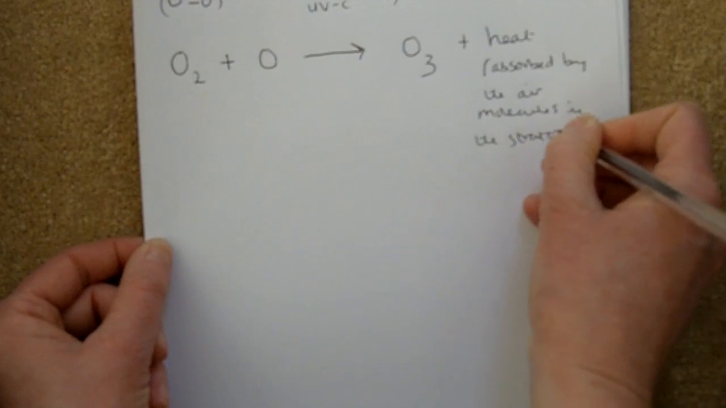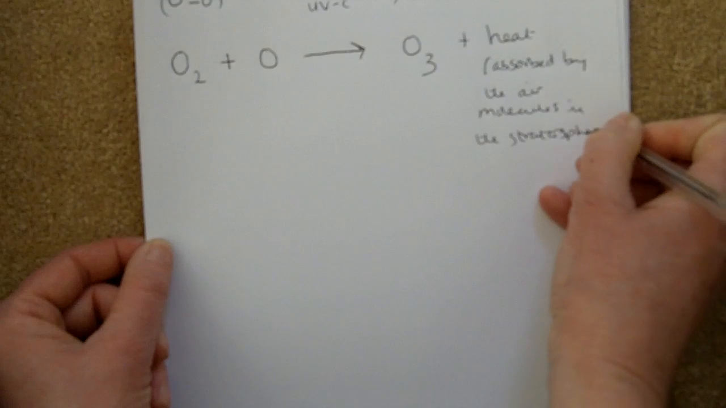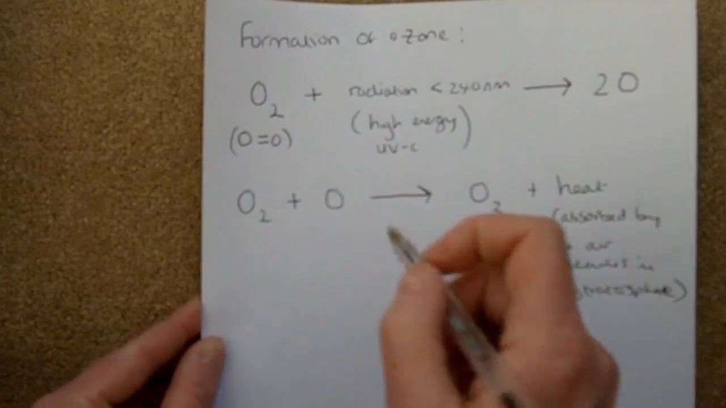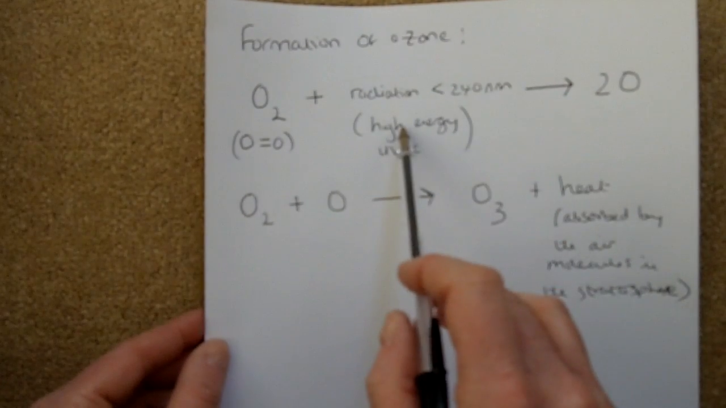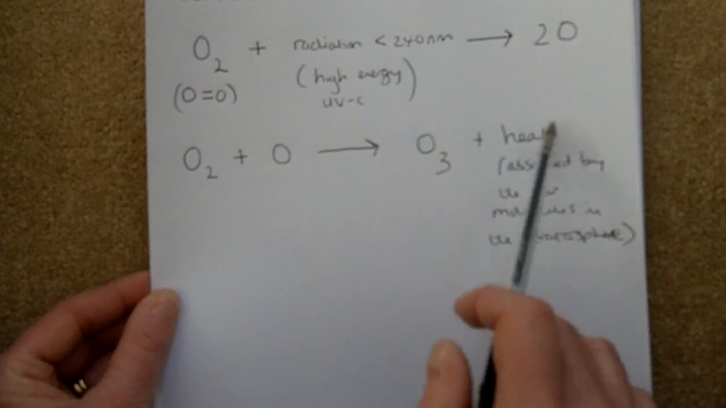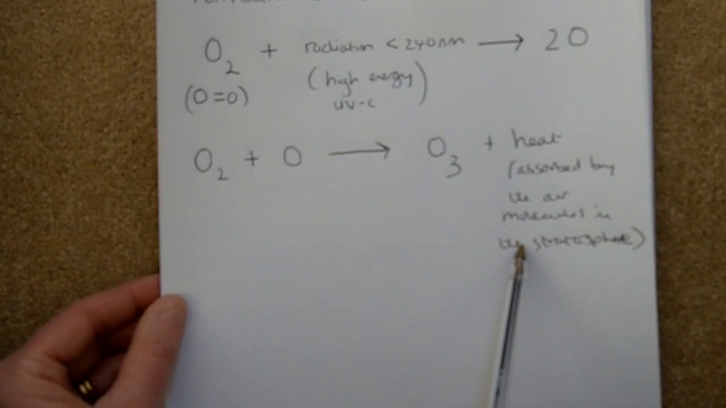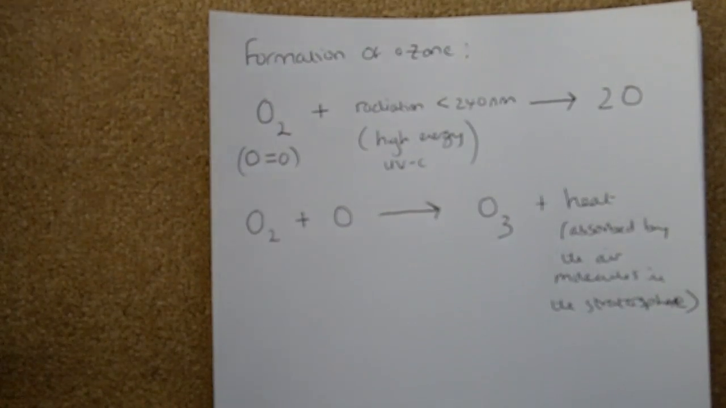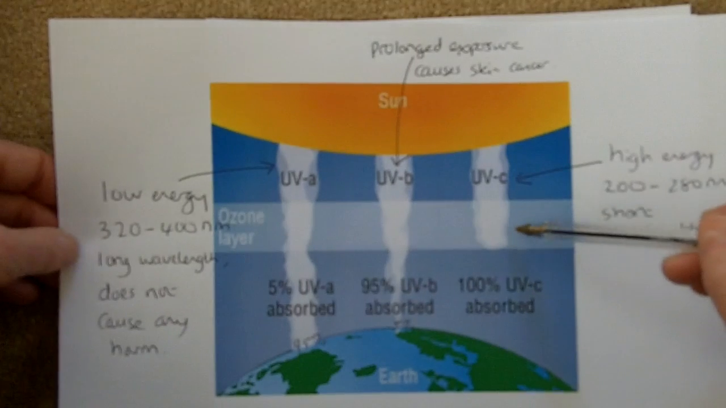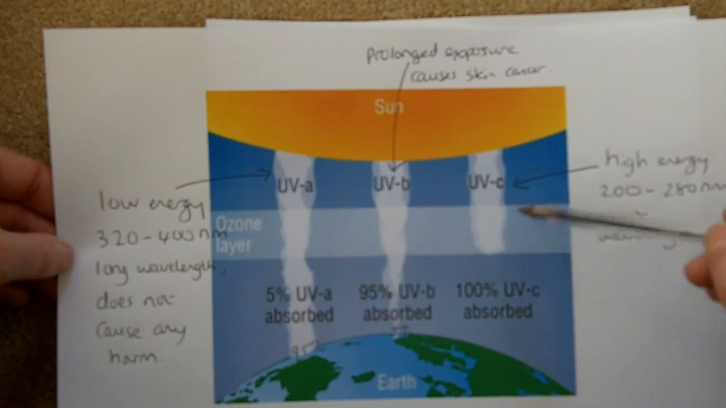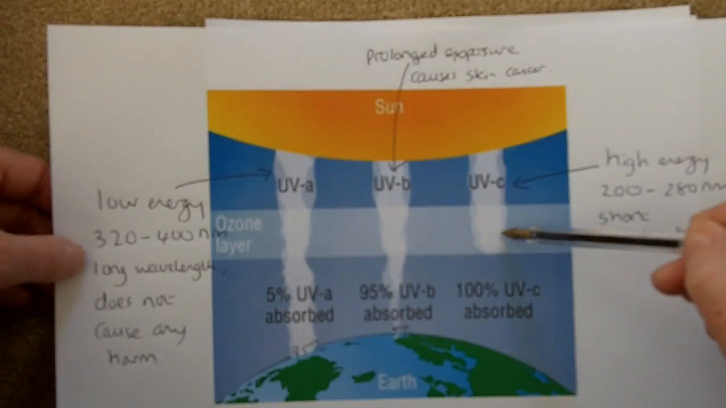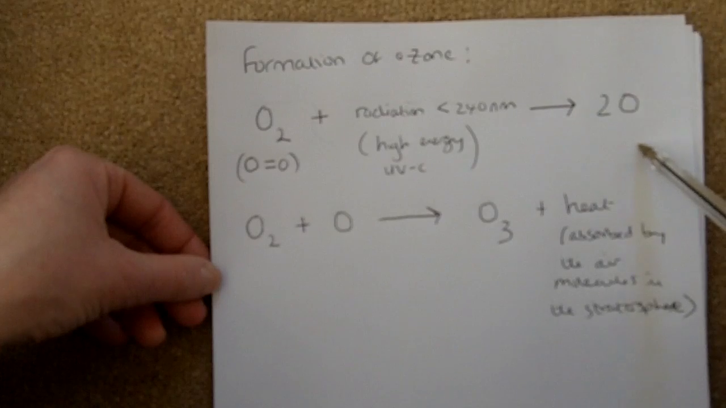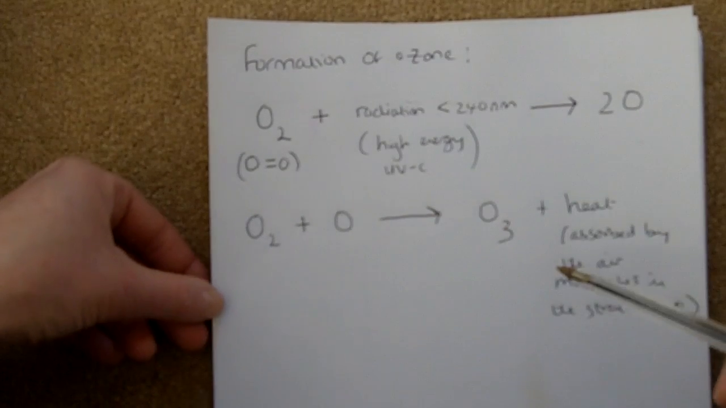So what's basically happening when we are making ozone in the stratosphere is we're converting the high energy UV light into heat, and that's being absorbed by the air molecules in the stratosphere. And this is why UVC does not go through the ozone layer, because UVC is being used up to break down the oxygen molecules into oxygen atoms, which then combine with another oxygen molecule to make ozone.